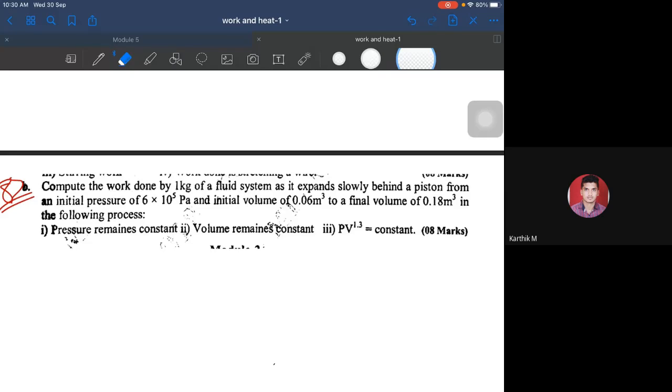This was a very recent question paper, 2019, I guess.